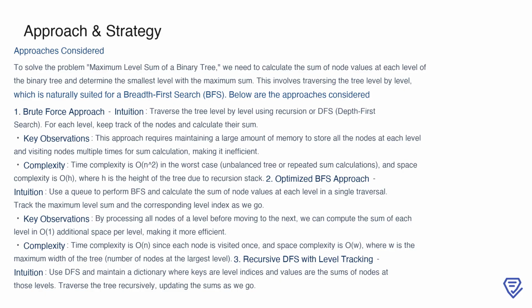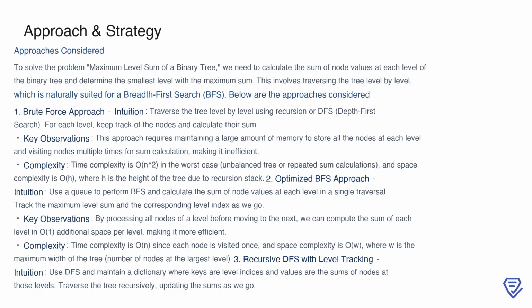On the other hand, the optimized BFS approach uses a queue to traverse the tree level by level, calculating the sum of node values as we process each level. This strategy is efficient because it avoids redundant operations and processes all nodes of a level in a single traversal. The time complexity here is O(n), since each node is visited exactly once, and the space complexity is O(w), where w is the maximum width of the tree.